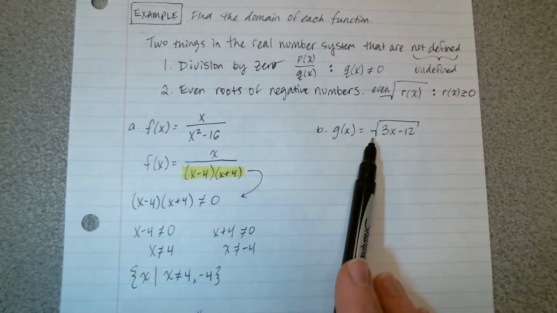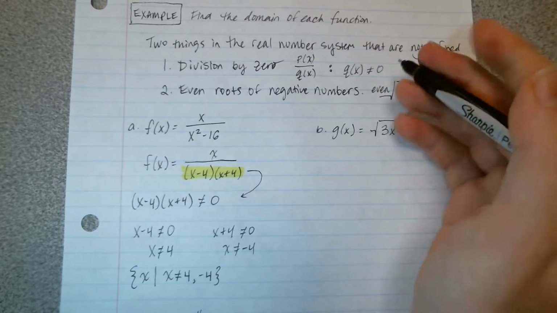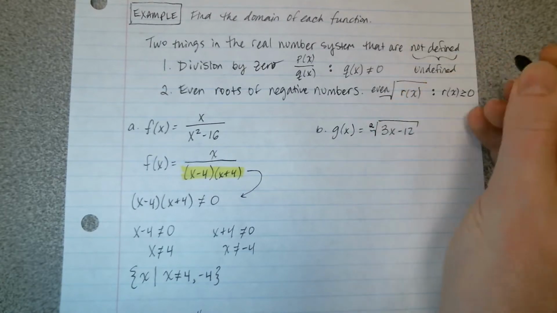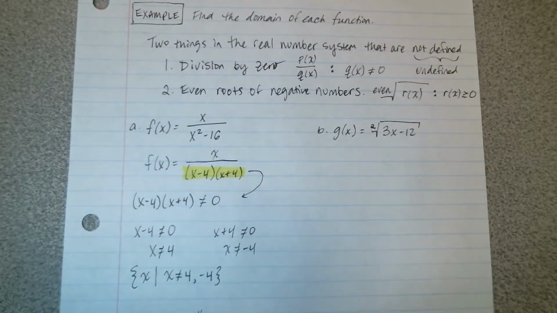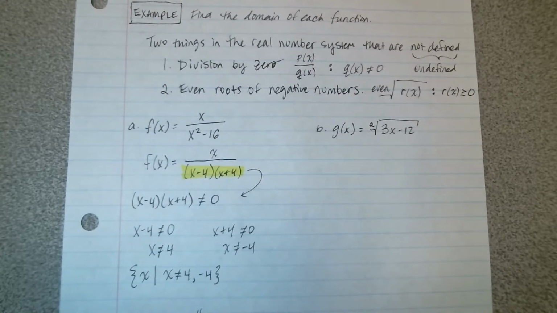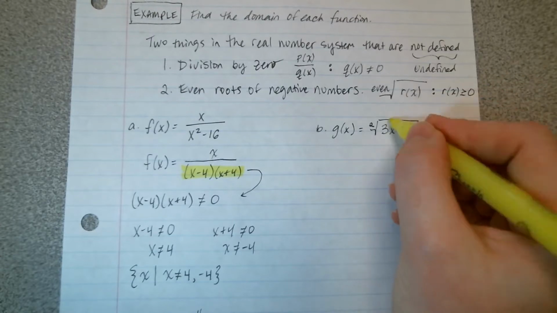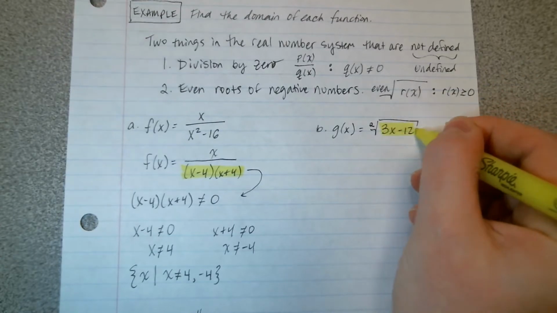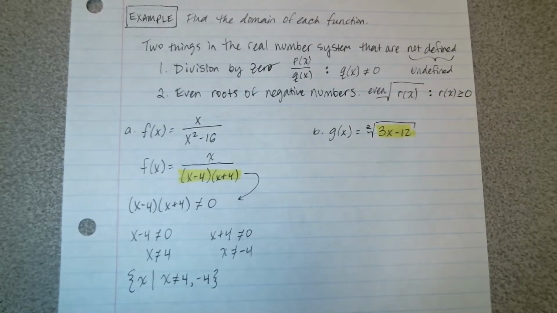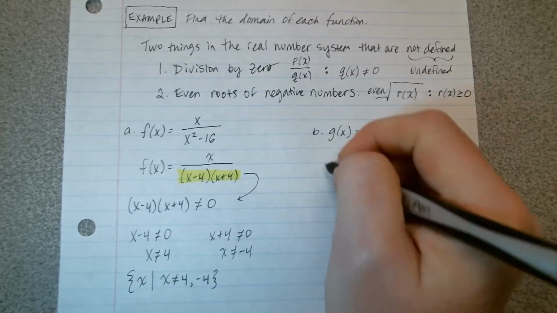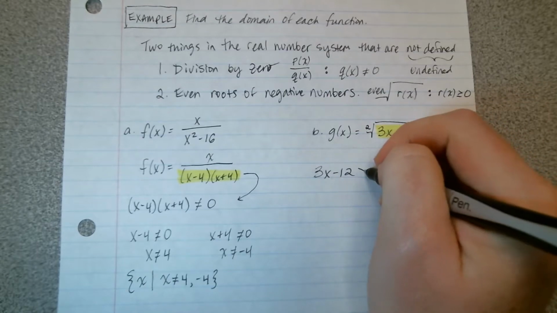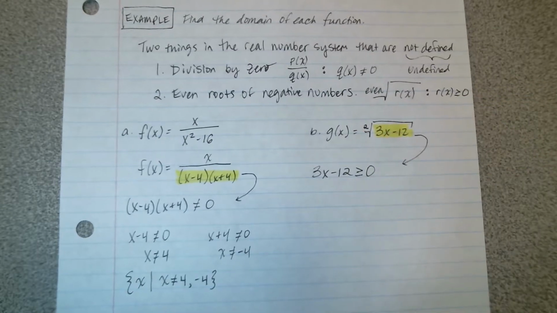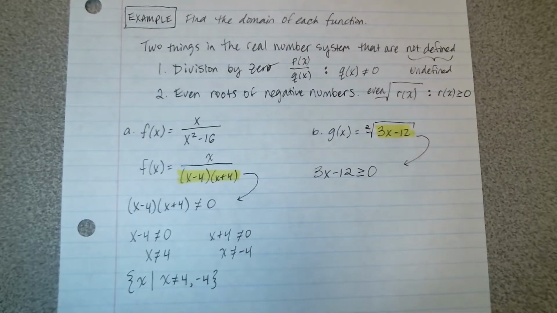However, I do have an even root here. Since this is a square root, it has index 2, so number 2 is quite possible. So what I need to do is take the expression inside this even root, and this is not allowed to be negative, which means it has to be 0 or bigger. So I'm going to solve this inequality for x.